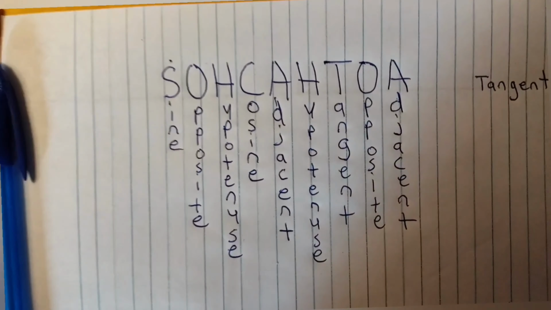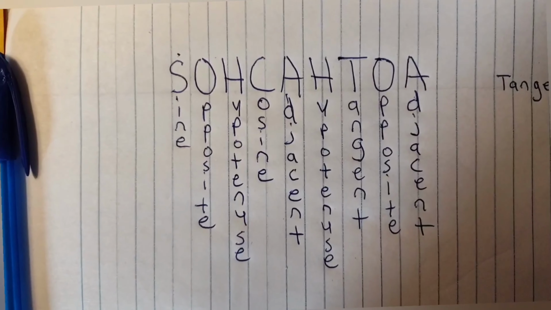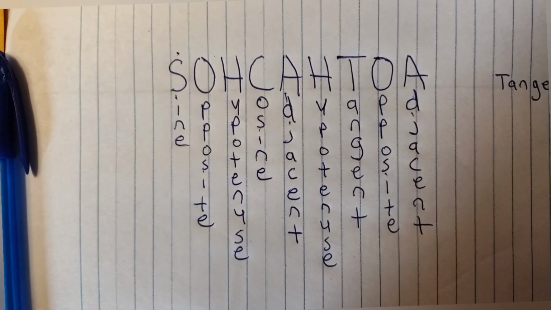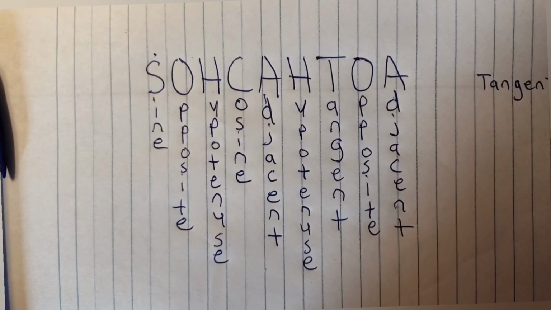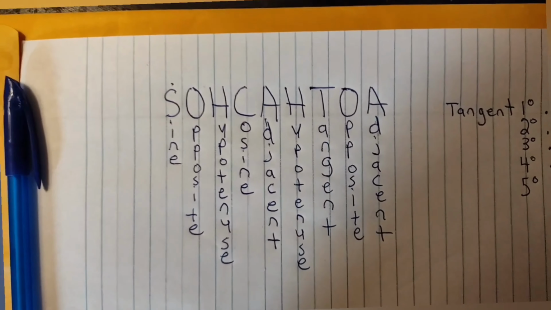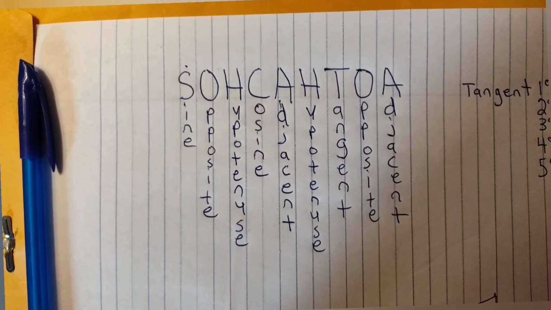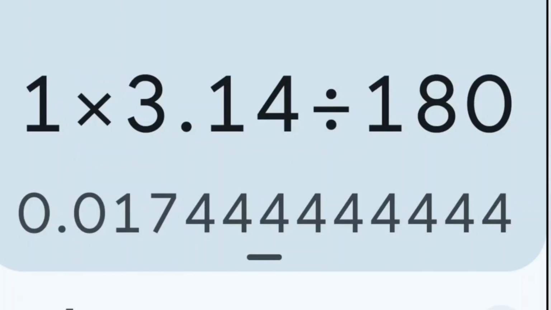But so this is what we use. SOHCAHTOA: sine equals opposite over hypotenuse, cosine is adjacent over hypotenuse, and tangent is opposite over adjacent. So the one way to get the tangent function, in fact, I'll show you that in the calculator.